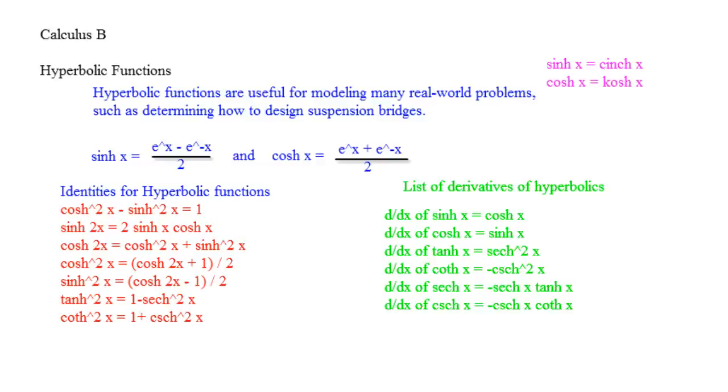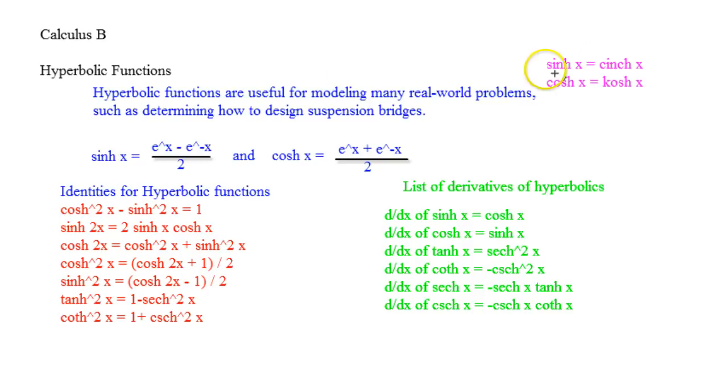Alright, so we got a lot going on with hyperbolic functions. Hyperbolic functions are used for modeling many real-world problems, such as determining how to design a suspension bridge. Hyperbolic functions actually come about because if we were to write sine and cosine as a function of e to the x, we would have imaginary numbers in there. So hyperbolics get rid of those imaginaries, and this is where they actually come from.